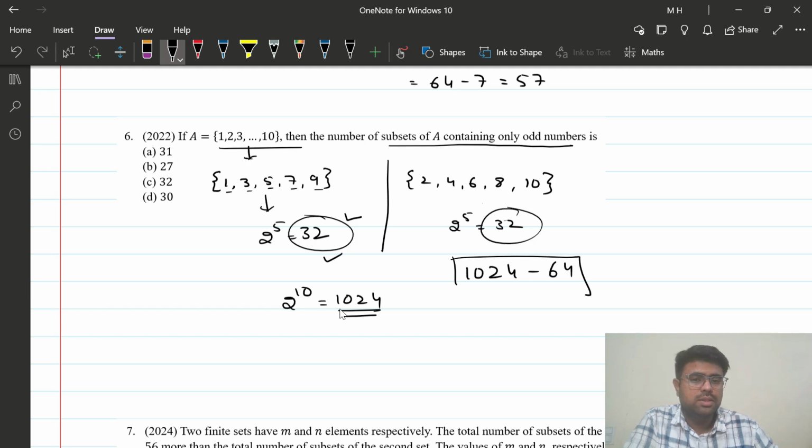I am not very good at calculations. 1024 minus 64, you do it.